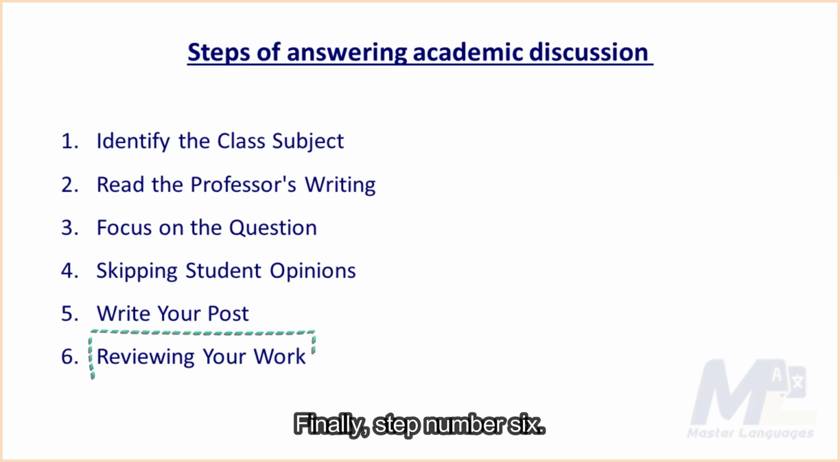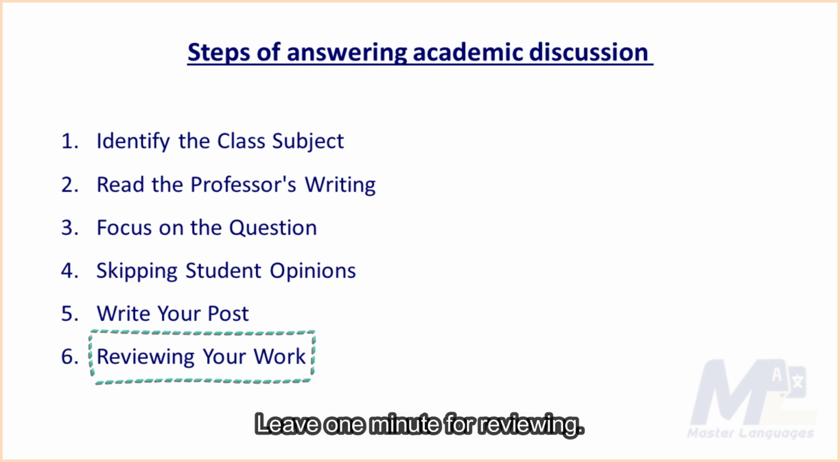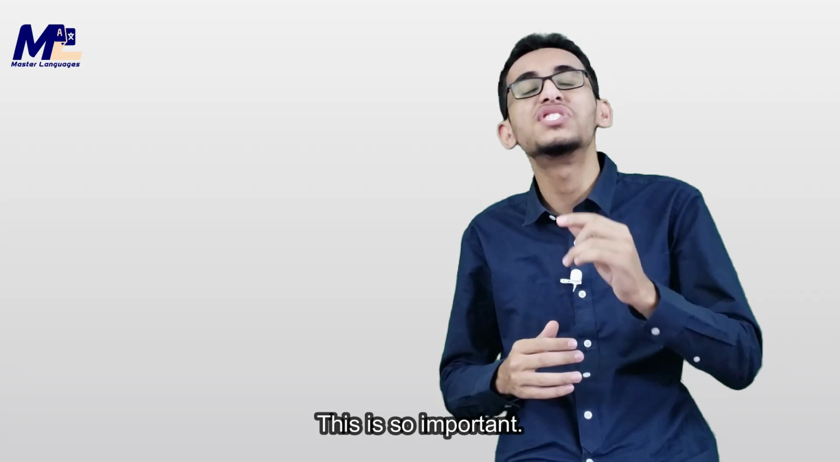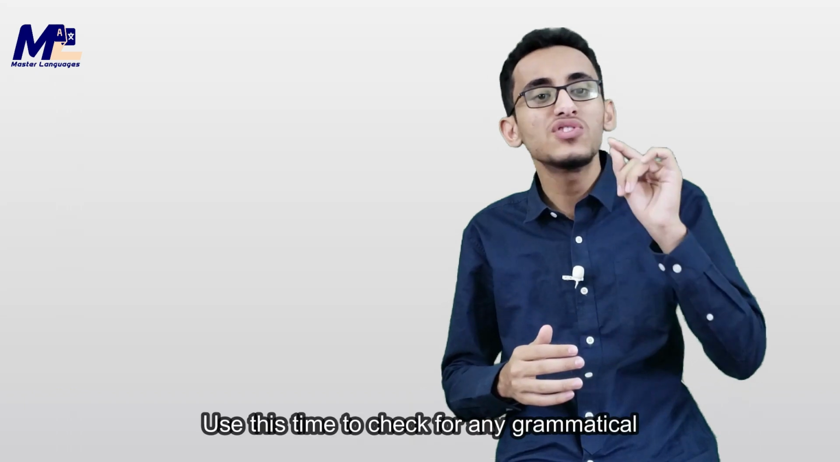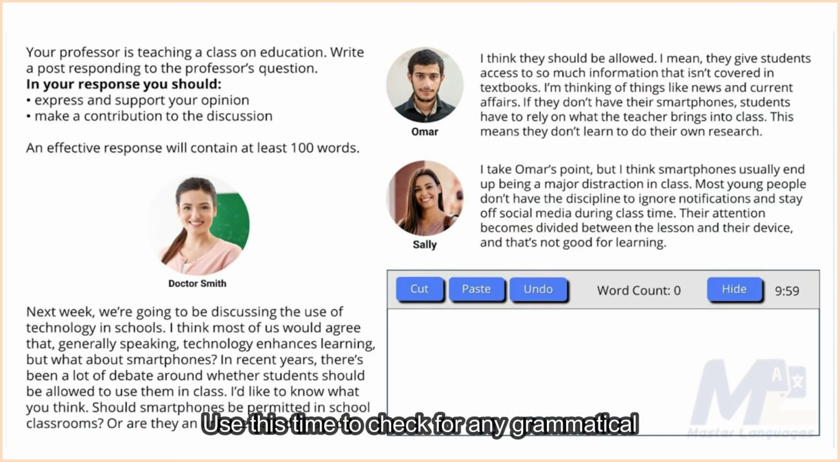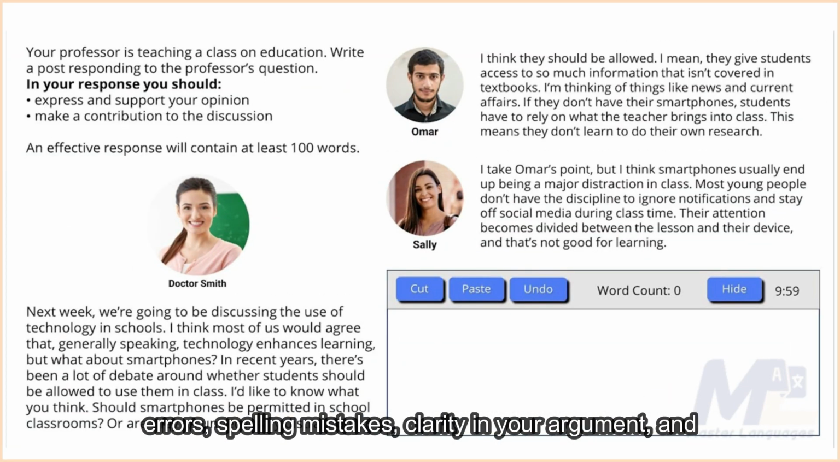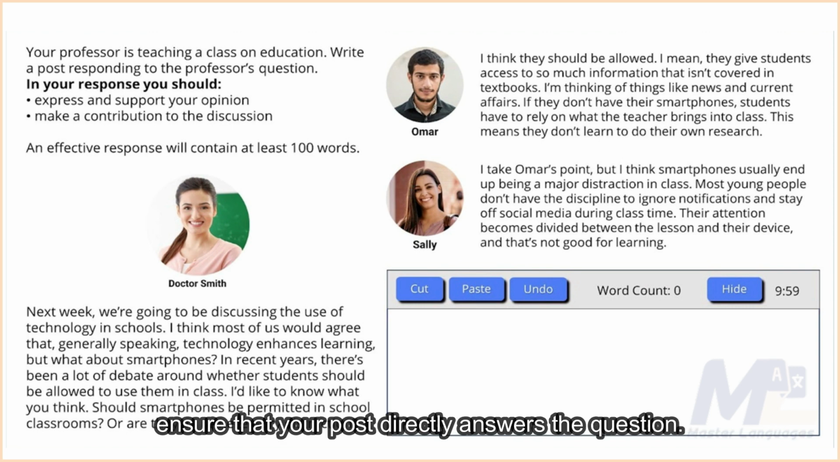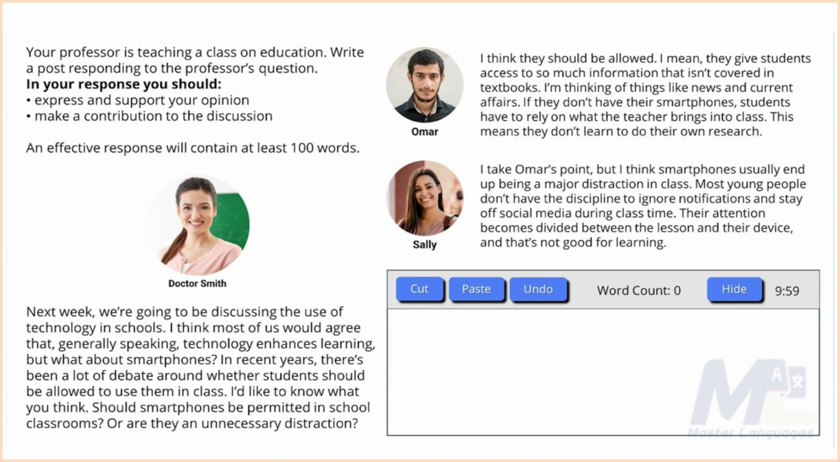Finally, step number 6. Leave 1 minute for reviewing. This is so important. Use this time to check for any grammatical errors, spelling mistakes, clarity in your argument, and ensure that your post directly answers the question.